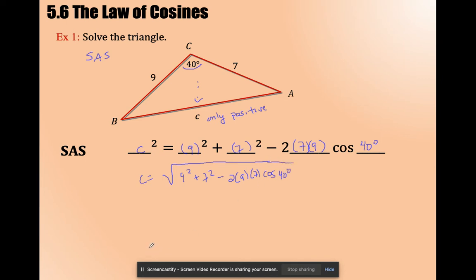Okay, so there we go. Now I'm just plugging and chugging this into my calculator. And when I plug this into my calculator, I get 5.79. Again, reasonable. If you said 5.8, that's also reasonable.